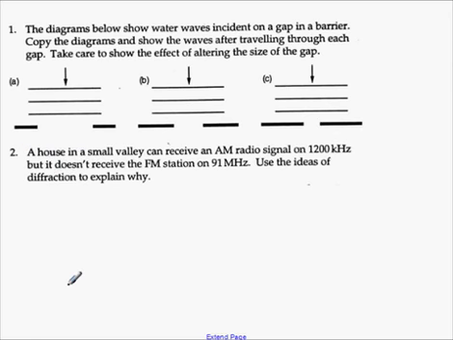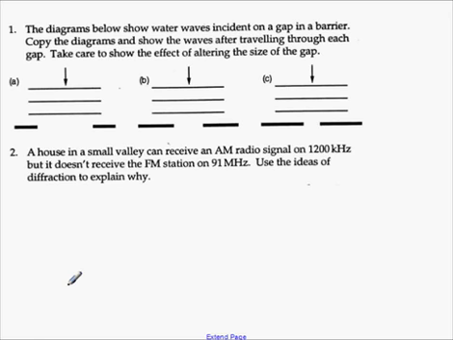Now looking at question 2. A house in a small valley can receive an AM radio signal on 1200 kilohertz, but doesn't receive the FM station on 91 megahertz. Now, which one of these has a longer wavelength? It must be the AM. It has a lower frequency, so it has a longer wavelength. The shortest wavelength is the FM. Now, use the ideas of diffraction to explain why.